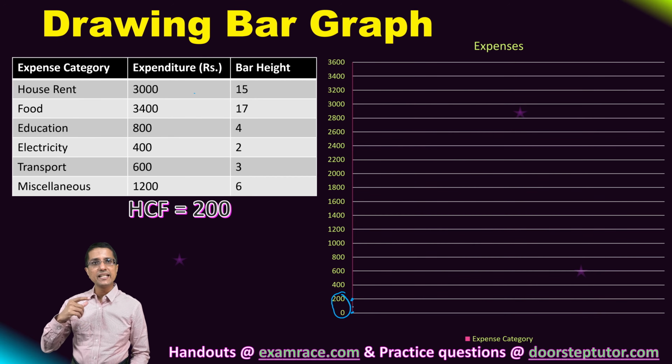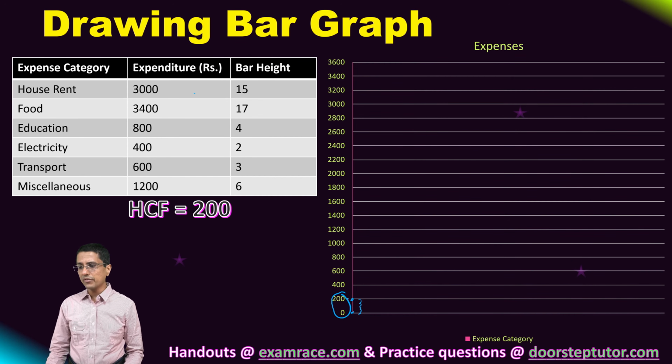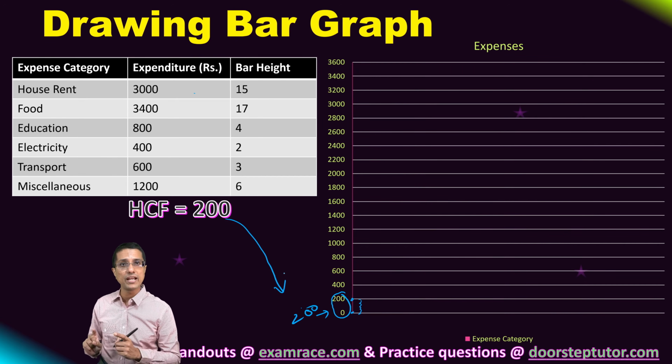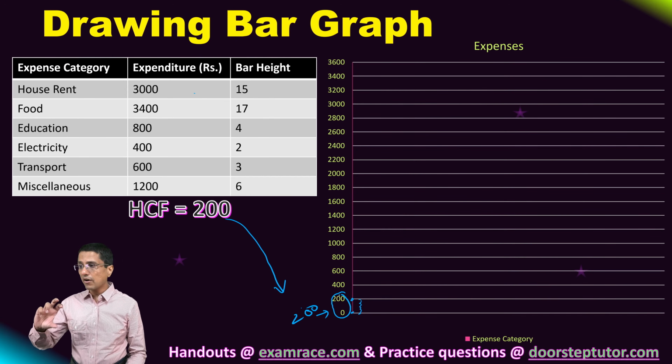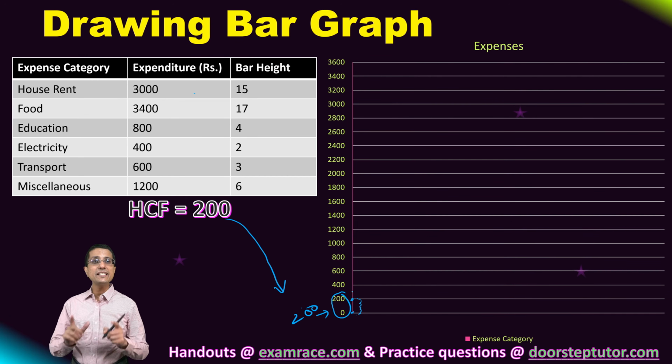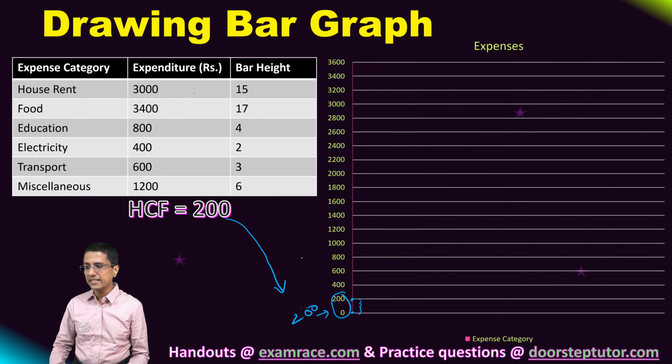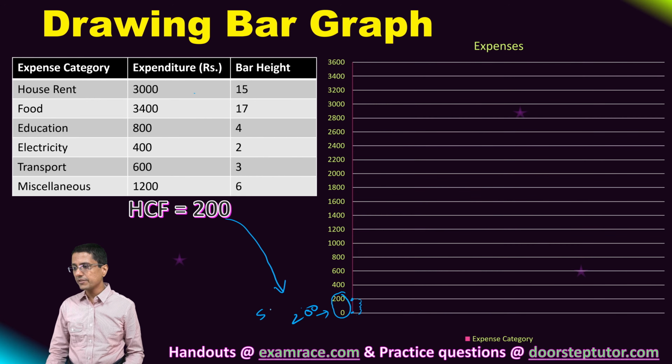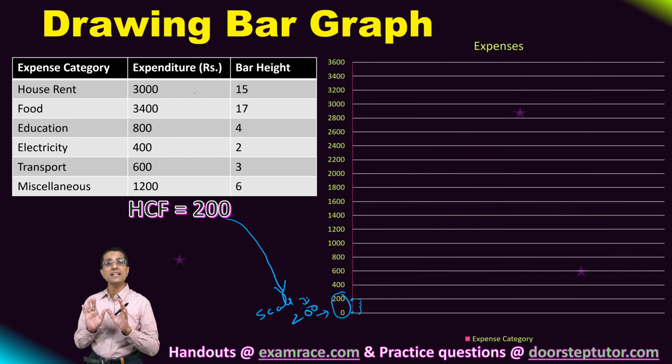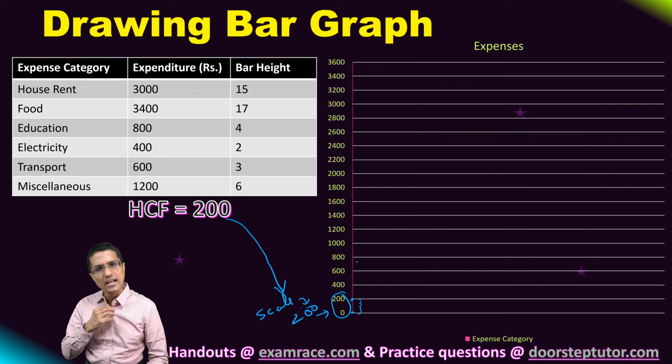On the y-axis, this is known as the scale of the y-axis. Each mark on the y-axis has a difference of 200. And this 200, where did I get it from? I got it from the HCF of my values. So that is my scale of the y-axis. Each centimeter, or each unit length of the y-axis, represents an expenditure of 200 rupees. This is what the scale actually means. It is very important to choose this scale correctly. Once you have the scale, the rest becomes simple.